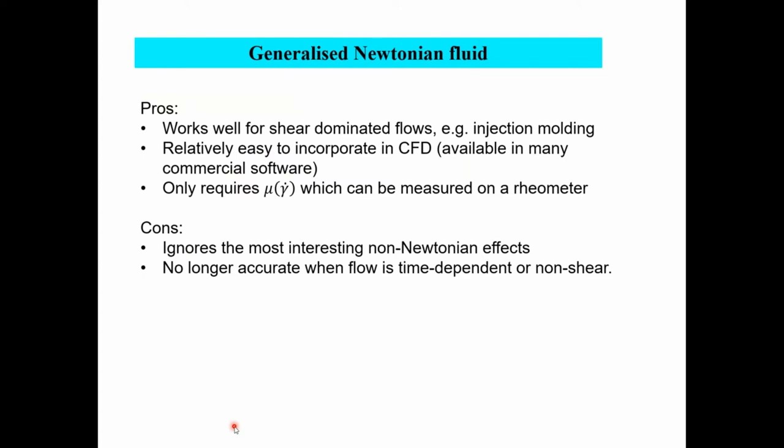It works very well for shear dominated flows. There are things like injection molding, all those sorts of flows are nice and easy, and you can get quite accurate results using this generalized Newtonian model. So it's easy to incorporate into CFD. It's essentially just a small extension of a Newtonian fluid. And also importantly, it only requires you to know about this shear viscosity as a function of shear rate. That's relatively easy to measure on a piece of equipment called a rheometer, which essentially allows you to work out the resistance at a range of different shear rates.